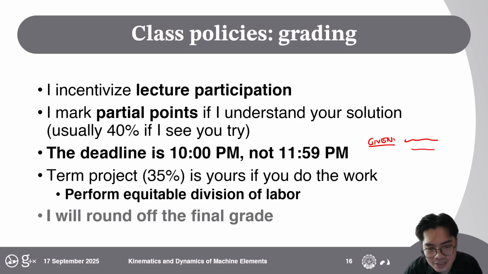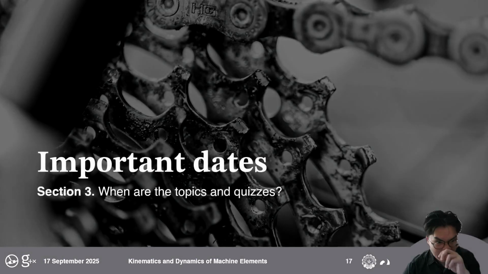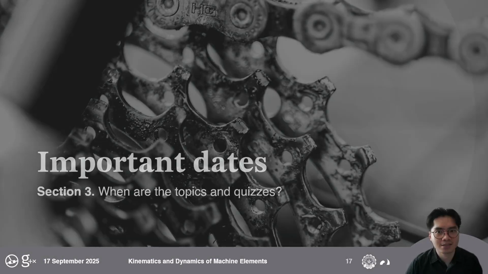And because this is my first class, and because I do not feel particularly rightful in being very high horsey here, I will round off the final grade. If you have a 69, congratulations, you have passed. 69.5, okay? All right. So that's it. Now, for the important dates.